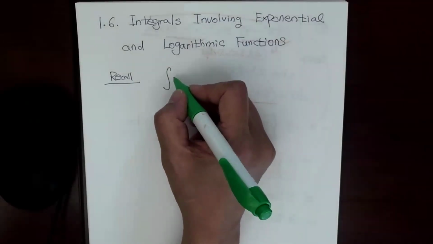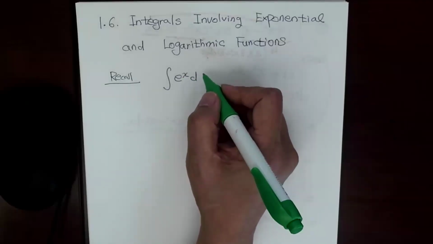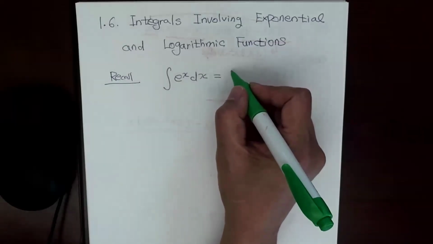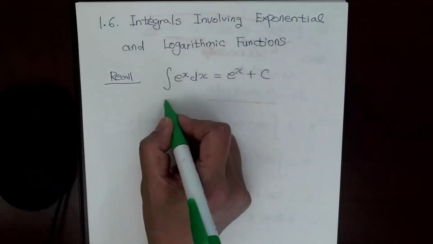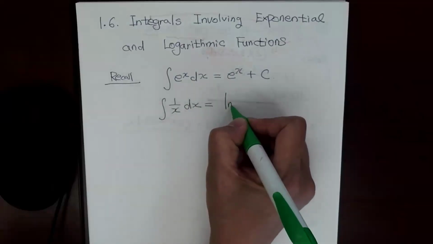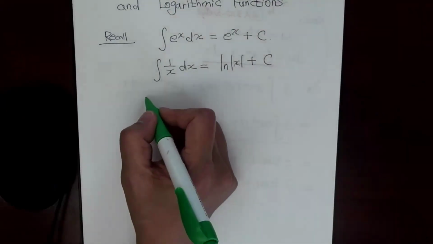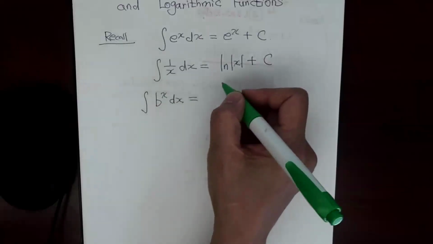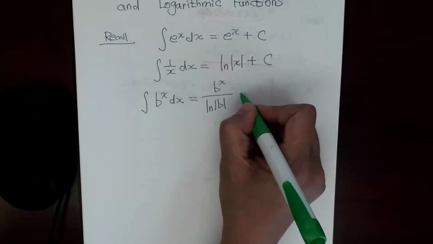Before we do it, we will think about the integration formula related to exponential and logarithmic functions. If we integrate e to the x, then you will get e to the x. And if you integrate 1 over x dx, then that is natural log of absolute value of x plus c. And if we integrate b to the x dx, then that will become b to the x over natural log of absolute value of b plus c.